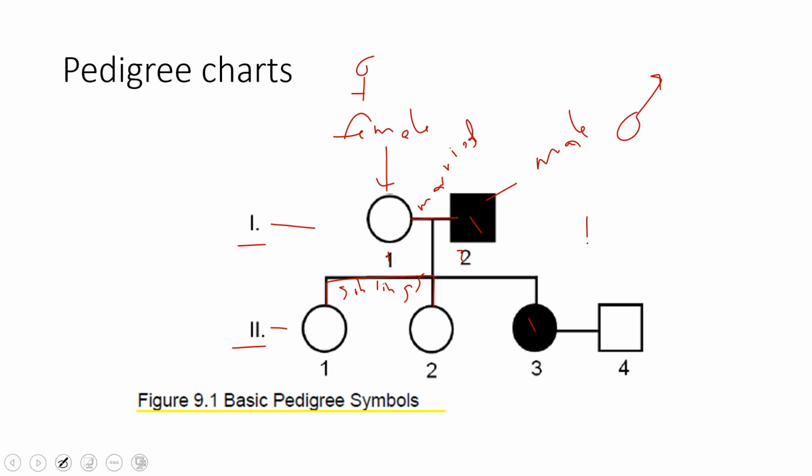So if I were to ask you something like individual 2-4, what sex are they? Well, you come down to 2 and then over to 4, and that's a male because that's a box. And so those numbers just help us identify the people so we can talk about them.